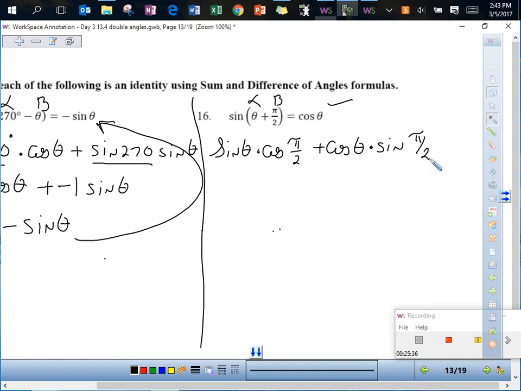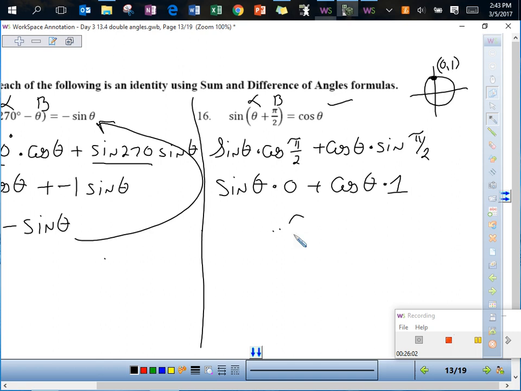Either use the unit circle or your calculator. I got a feeling you guys will use your calculator. I know pi halves is right there at the ordered pair 0, 1. So I'm going to have sine of theta times the x value at 90, which is 0, plus cosine of theta times the y value at 90, which is 1. This simplifies to be cosine of theta, which is what I wanted.